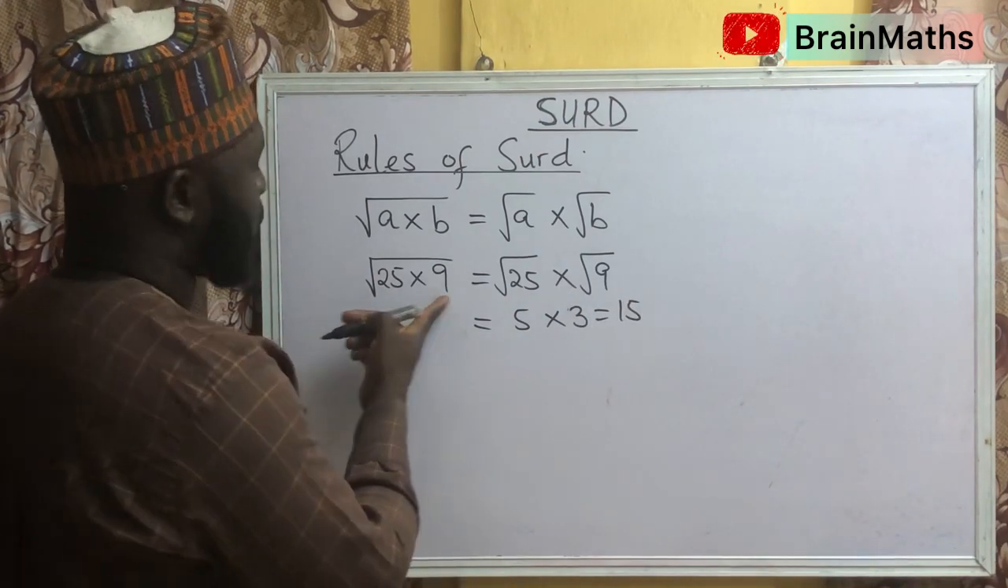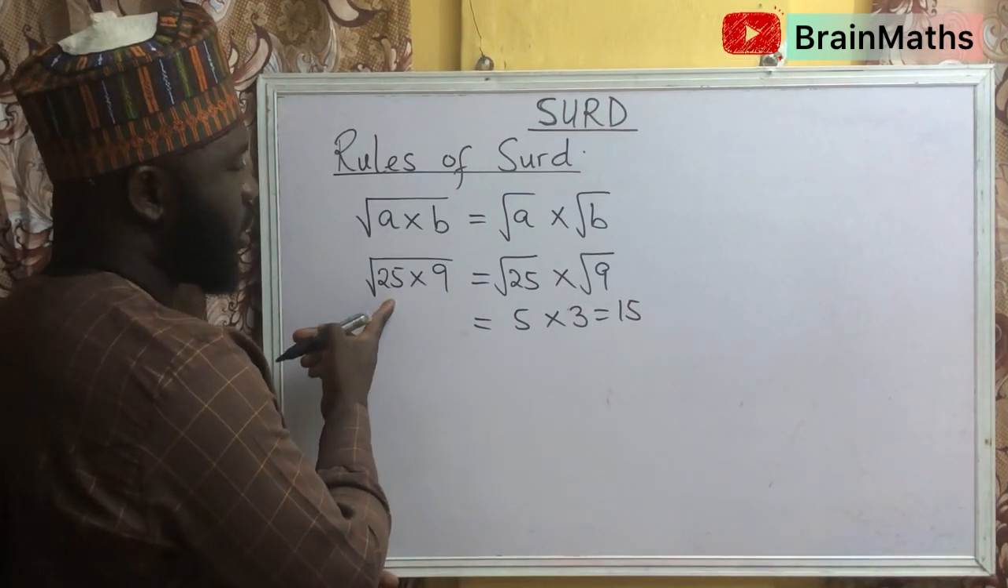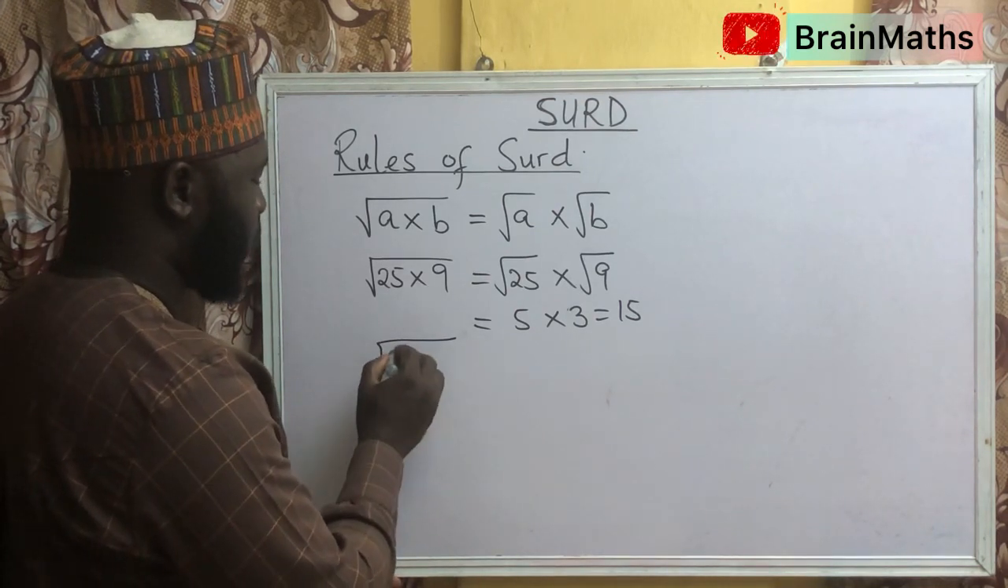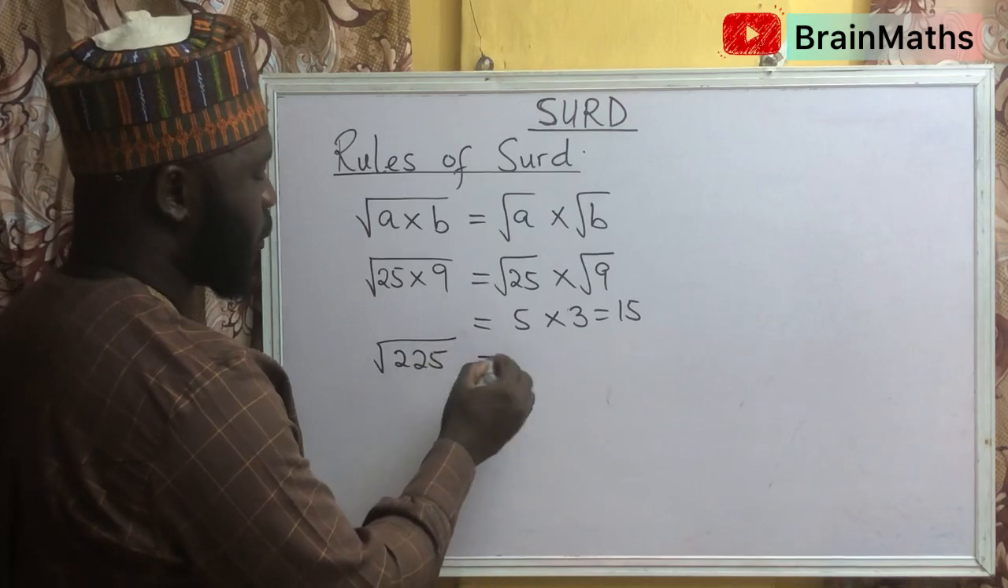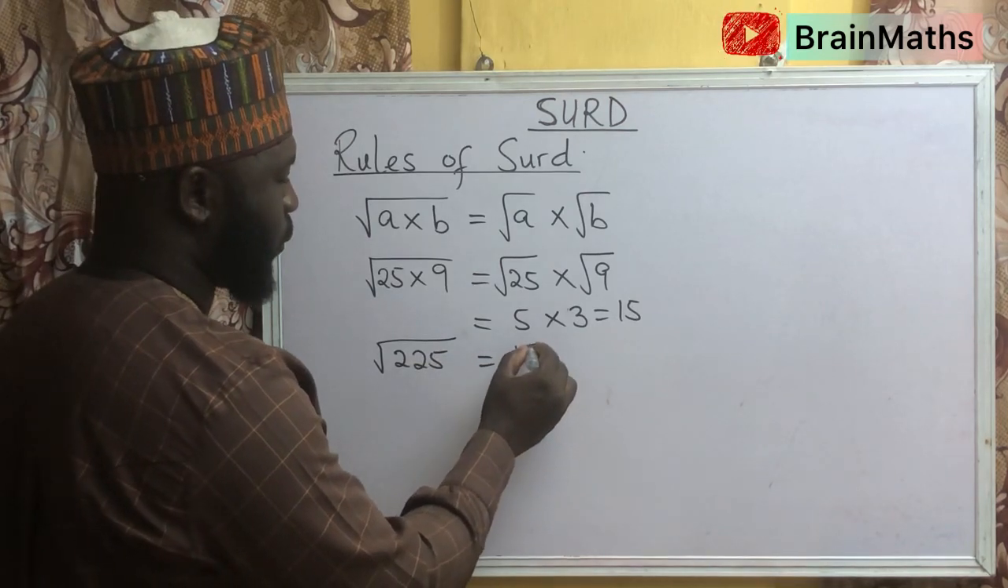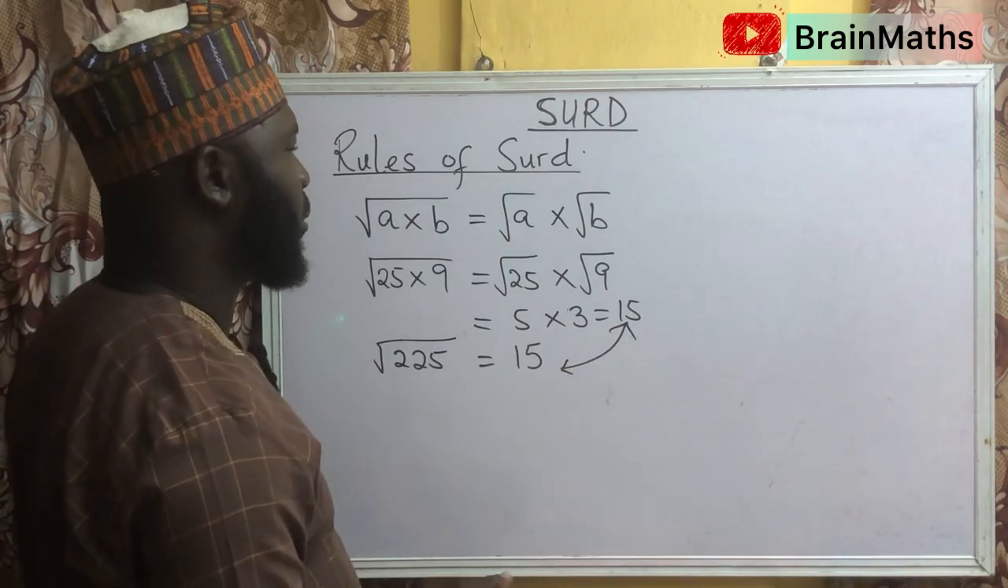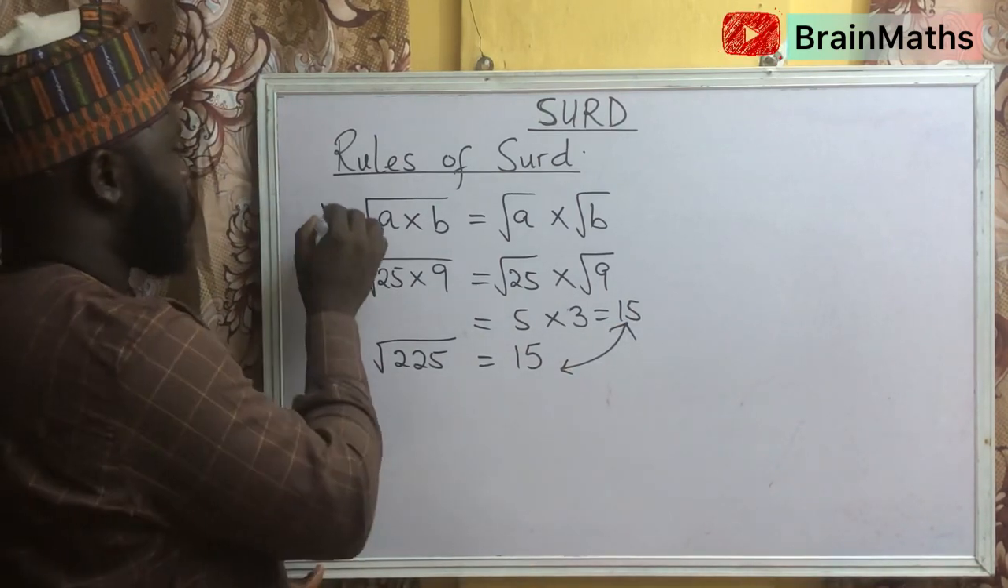And if we decide to solve this directly, we are going to have square root of 225, which is also 15. You can see that they are giving us the same answer. And this is rule number 1.